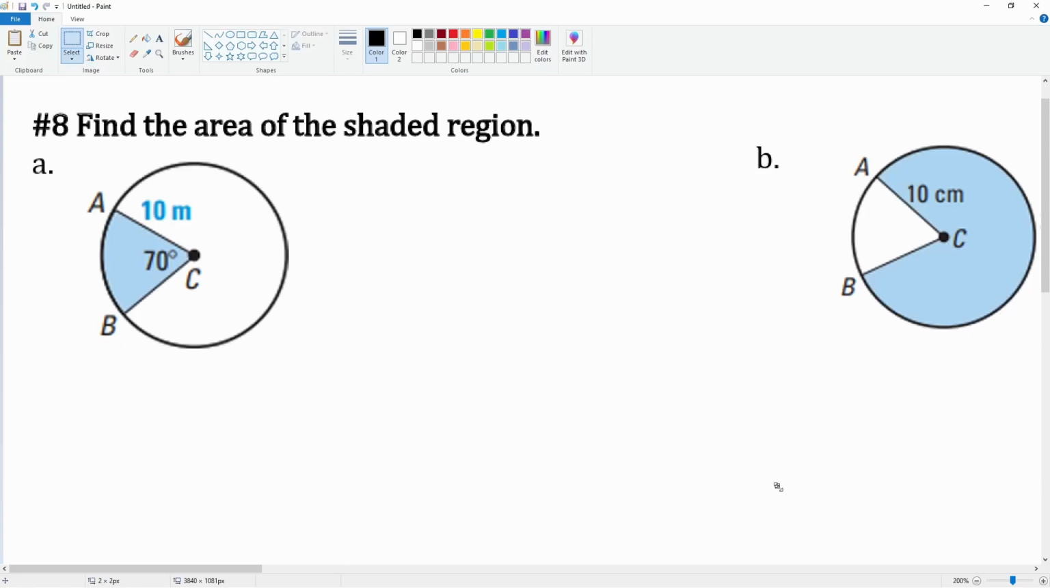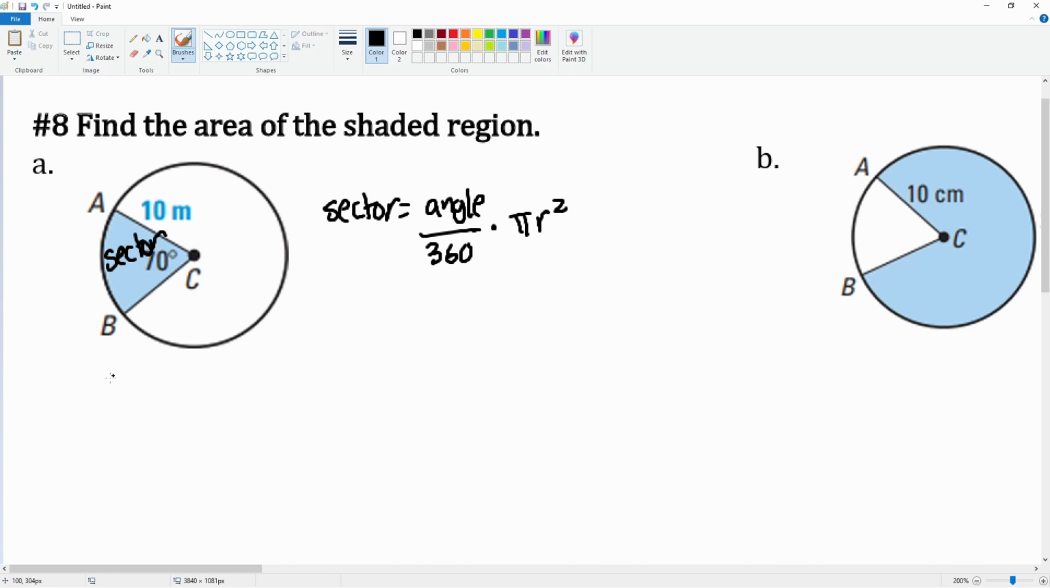All right, here we have 8A. We're trying to find the area of this shaded region, okay? So this area can be seen as the sector. The formula of the sector is defined by the angle divided by the total angle, which is 360, and we're going to multiply that by the area, pi r squared.